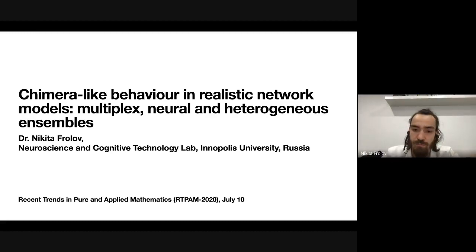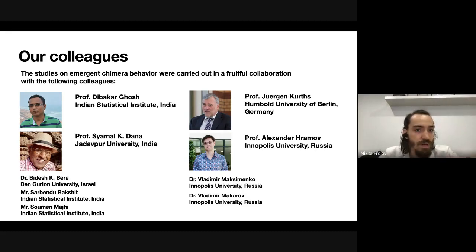These studies are carried out with our colleagues from India, particularly Professor Dibakar Ghosh from the Indian Statistical Institute and his students: his former student Bidesh Bera, who is now a postdoc researcher at Ben Gurion University, Israel, and his PhD students, Mr. Sarbendra Rakshit and Mr. Suman Mahchi. We also carried out this research with Professor Syamal Dana, Professor Jürgen Kurths from Humboldt University of Berlin and Potsdam Institute for Climate Impact Research, and the members of our lab, our supervisor Professor Alexander Hramov, and our senior researchers, Dr. Vladimir Maksimenko and Vladimir Makarov.